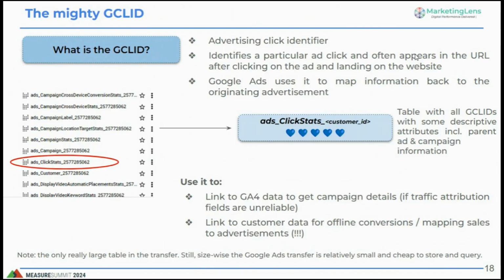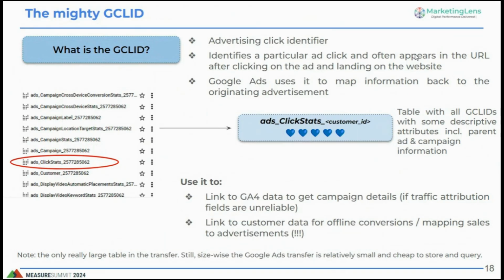My other favorite table is the click stats table, which contains GCL IDs. What is the GCL ID? It's an advertising click identifier. It identifies a particular ad click, and you can often see it appearing in the URL when you click on an ad.